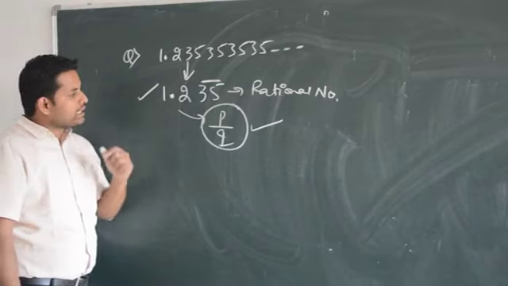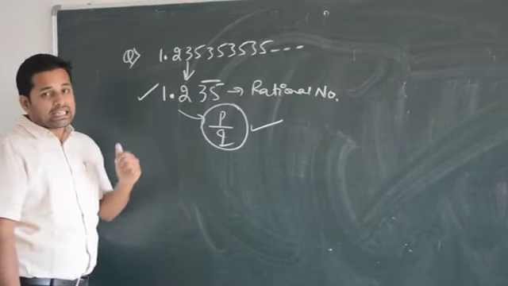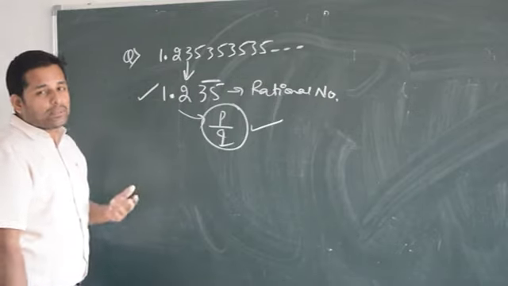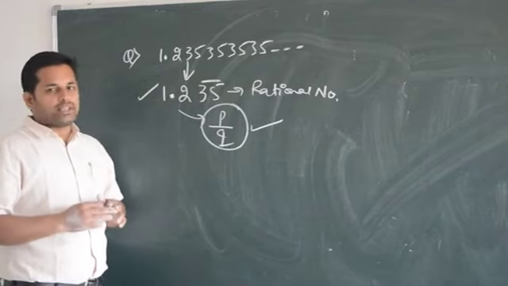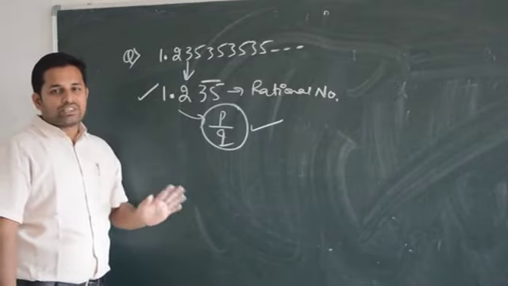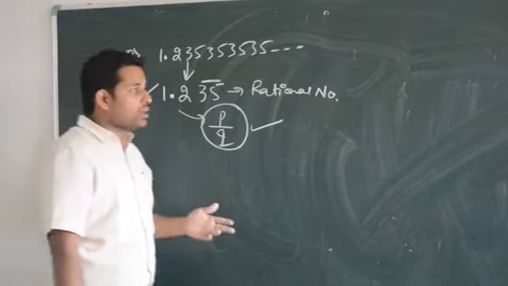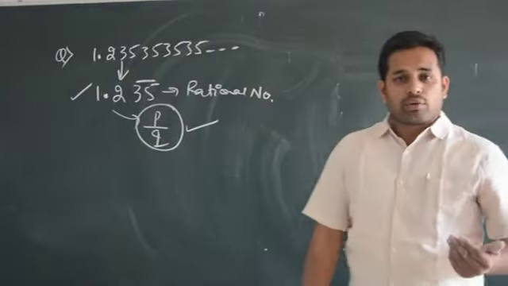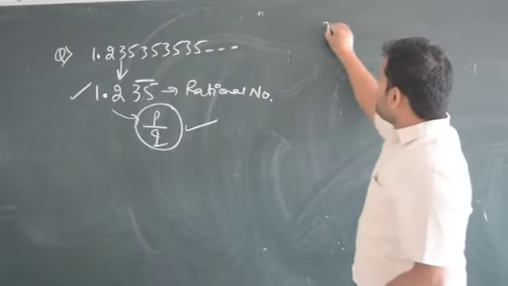How many digits are getting repeated here? 2 digits are getting repeated. So I have to multiply with 100 only. That concept will remain the same. There is no change in that. But you have to look at it from another angle also. Okay, how to do this? Let me give you some hint.